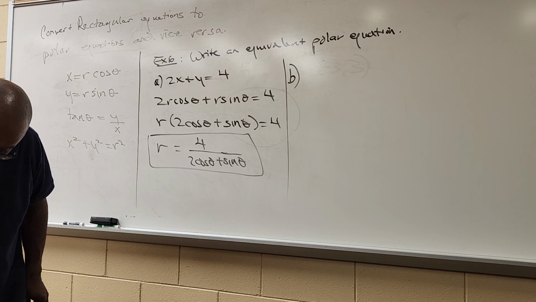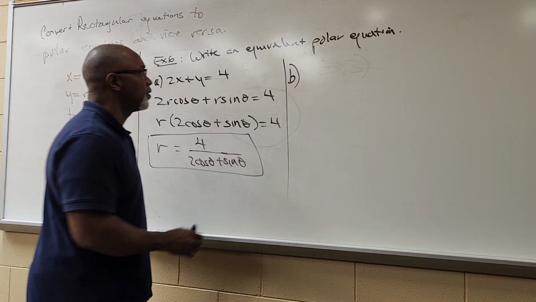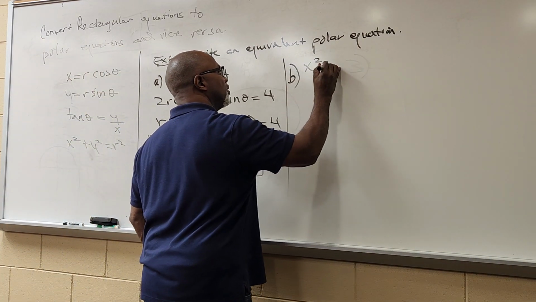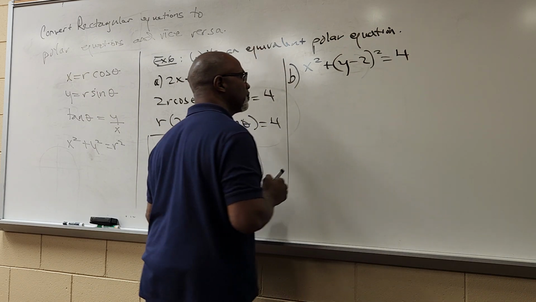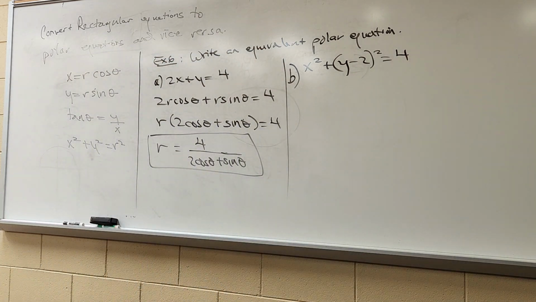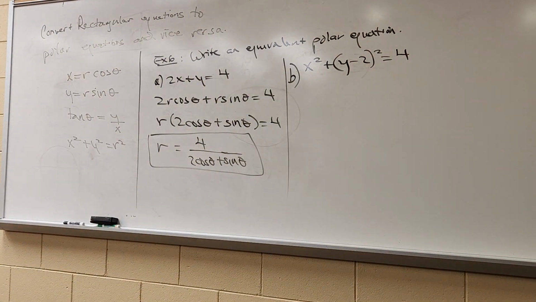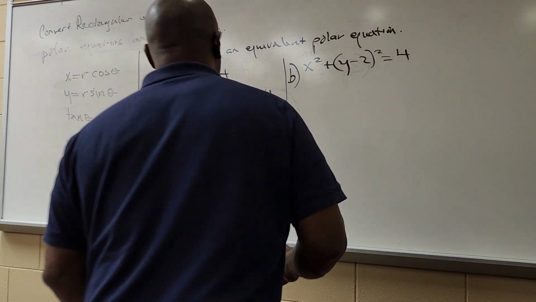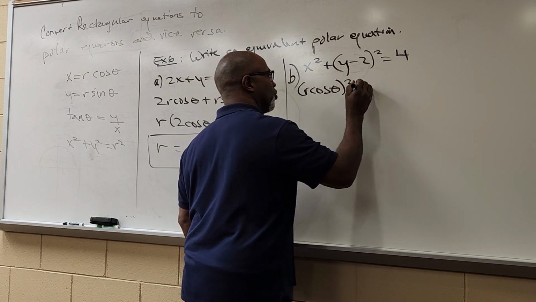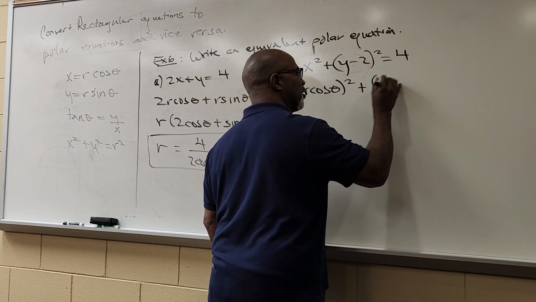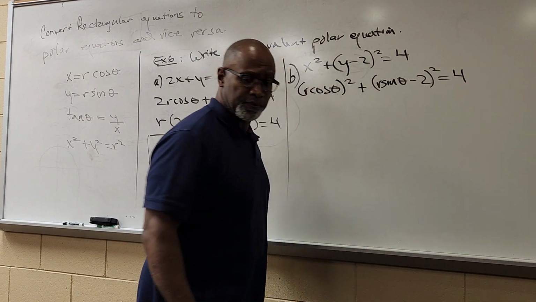B says x squared plus y minus 2 squared equals 4. Okay. x squared plus y minus 2 squared equals 4. Make sure that's all on camera. Okay. So again, everywhere I see x, I'm going to replace it with r cosine theta. But I got a squared. y is r sine theta, minus 2, that's squared. That's equal to 4.